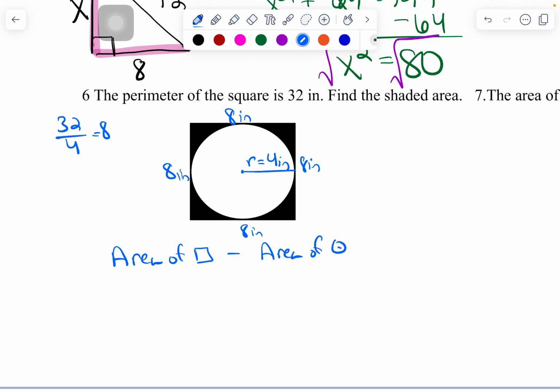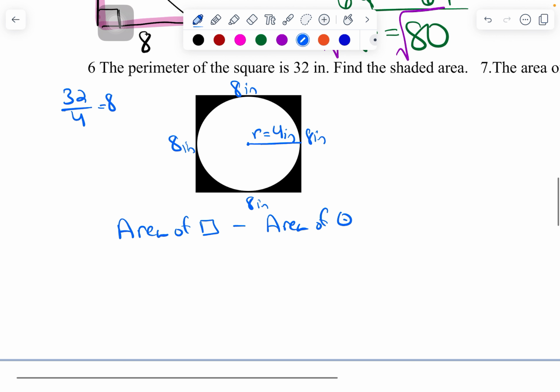And yes, I am just using the symbols for square and circle. So how do you find the area of a square? Well, you're going to take one side times another side. That's all I've got to do.